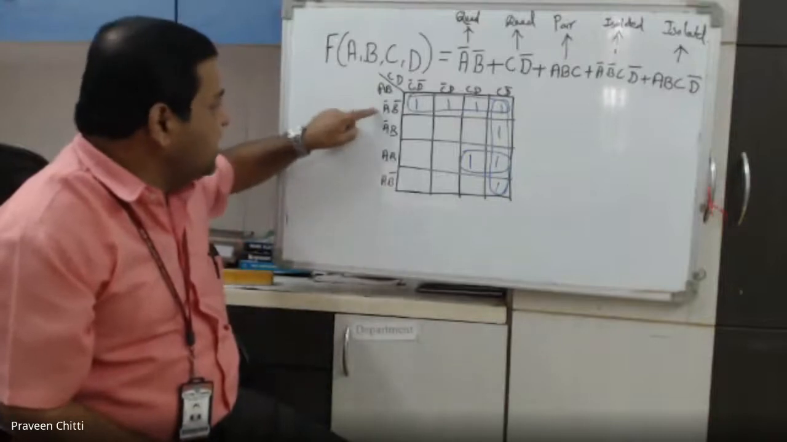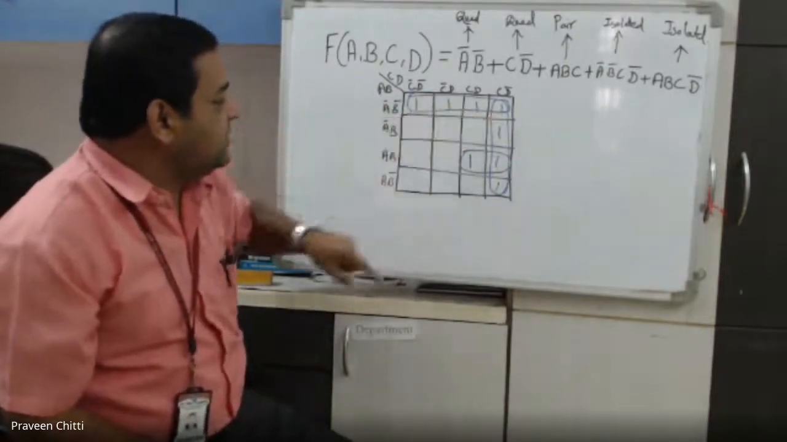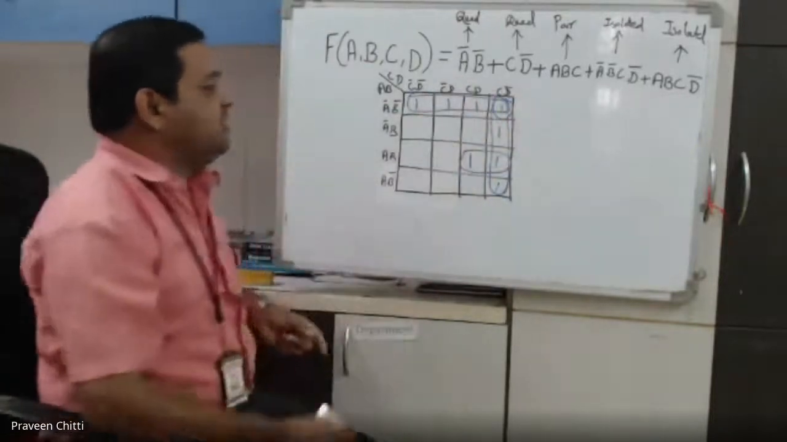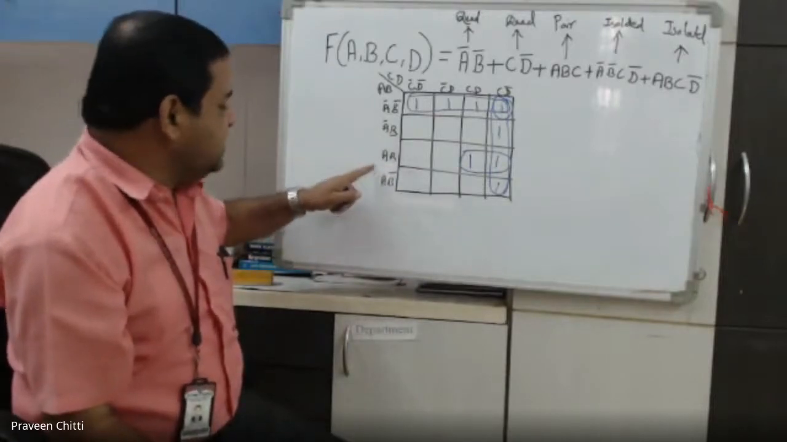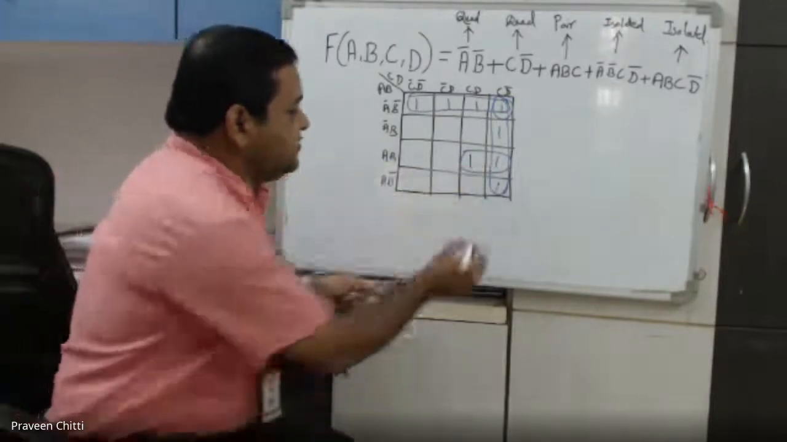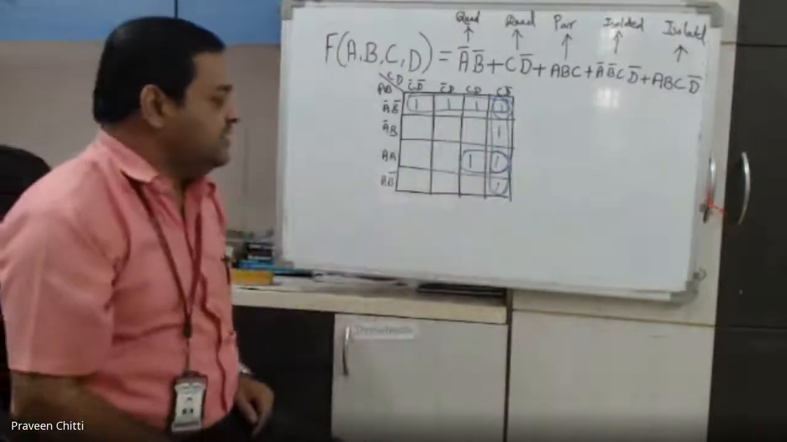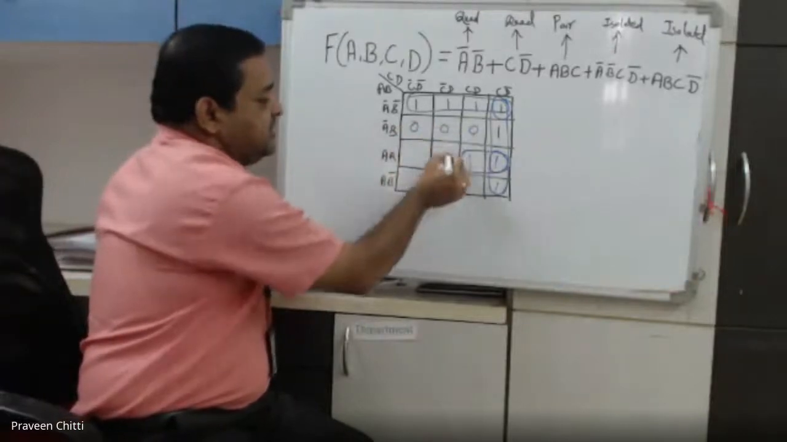And then A bar, B bar, C, D bar. A bar, B bar, and C, D bar: A bar, B bar, C, D bar means this is an isolated one, already it is covered. And then A, B, C, D bar is also covered here. In fact, those are redundant. They are not required.